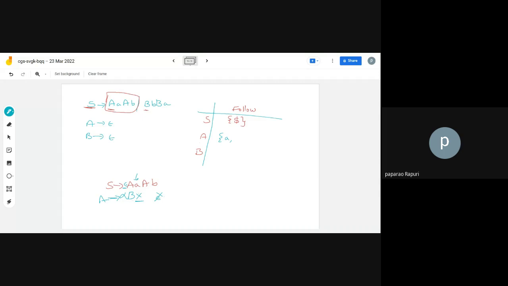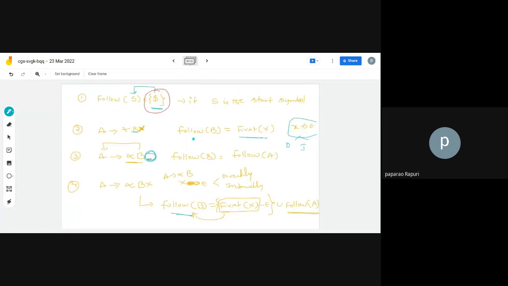In another case, suppose you take this one: here this is alpha, this is B, and this is X, and B is the terminal, and it does not belong to epsilon. So it is also in the same format. After B, we are having X. Follow of B is equal to first of X.